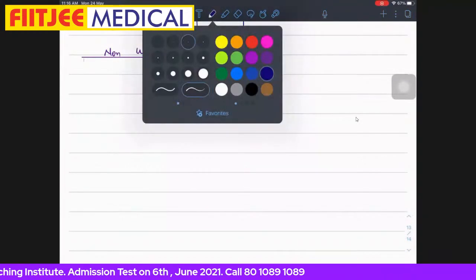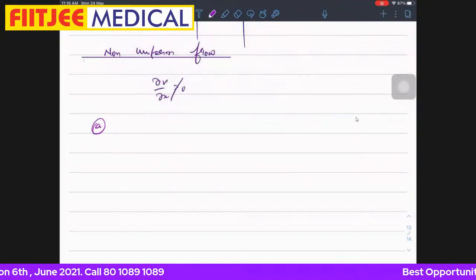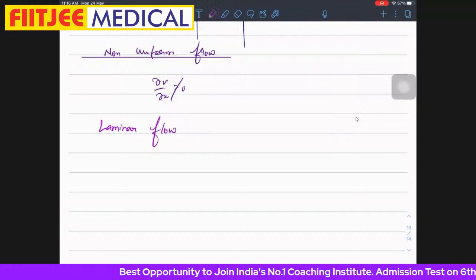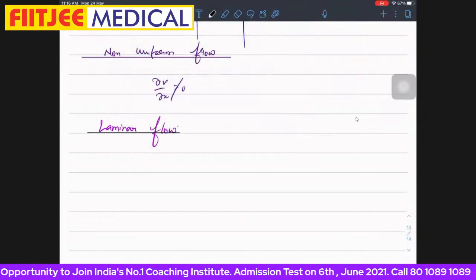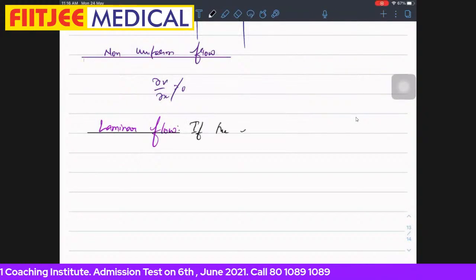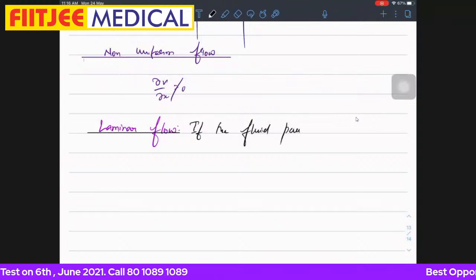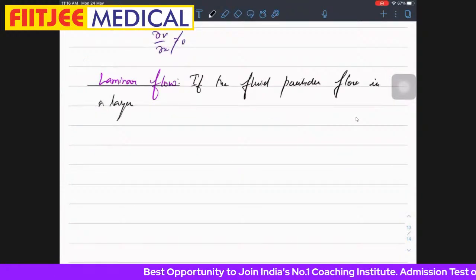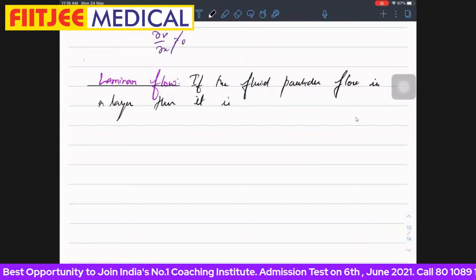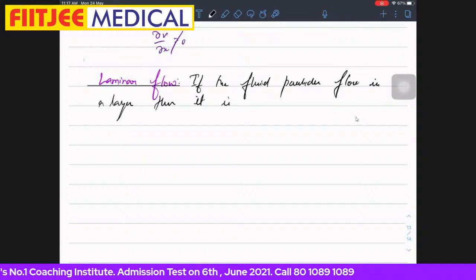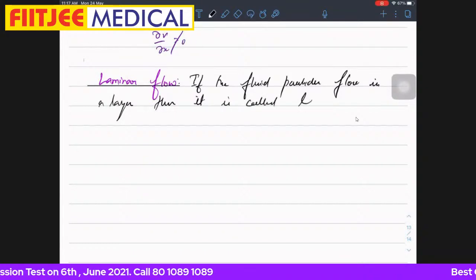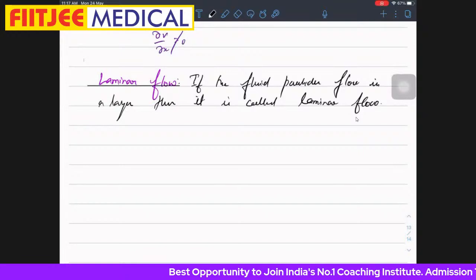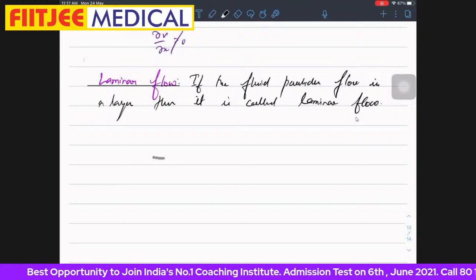And then we have laminar flow. If the fluid particles flow in layers, then it is called laminar flow. Try to understand the meaning of this statement.